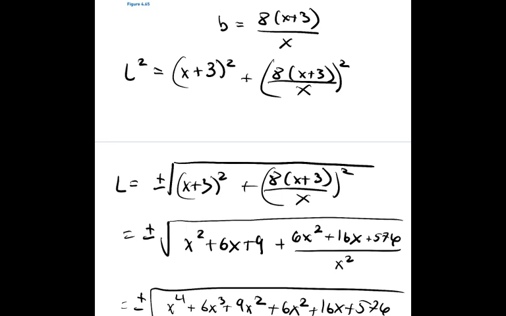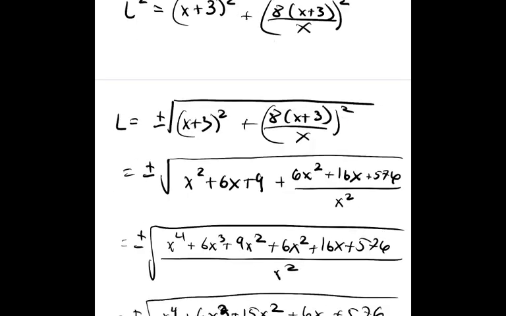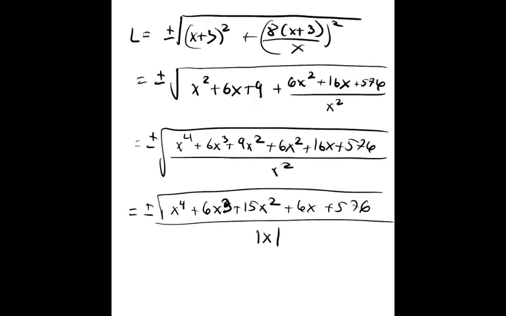Oh, and that's supposed to be 64. Okay, well, there's one mistake. Yeah. Okay, so 8 times 8 is 64. Okay, let me back up to there. So let's see if that makes a difference.